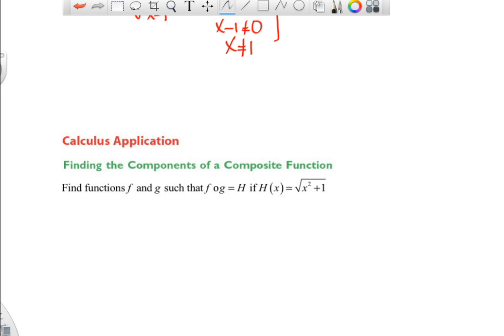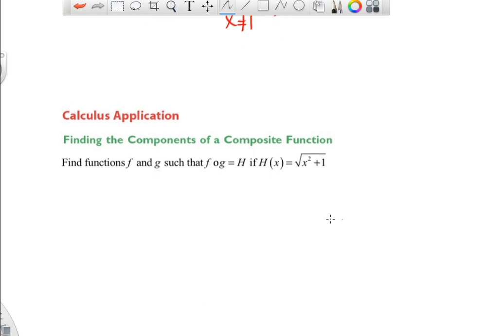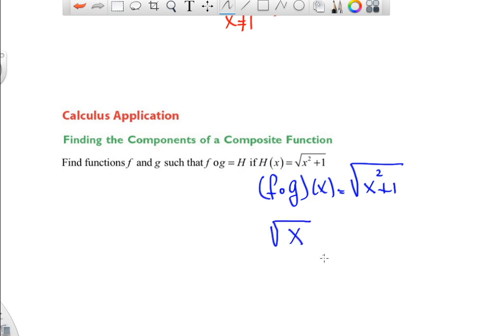Calculus application, that sounds sort of fancy, but what's given here is f of g is h, and f of g apparently is this. So the composite function that we're supposed to be working with is the square root of x squared plus 1. Okay, so this is sort of like a puzzle. We're now being asked, what parts did we put together to come up with this? Well, I see a square root, so the square root of x is probably one of the components. And then this x has actually been replaced with something else.